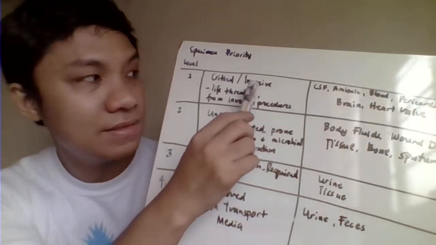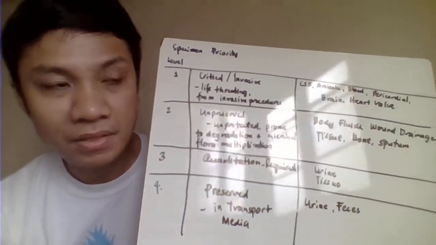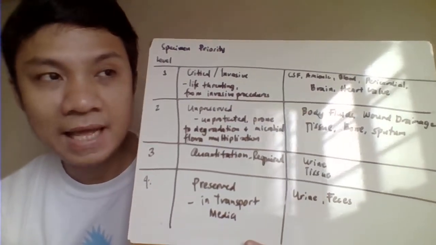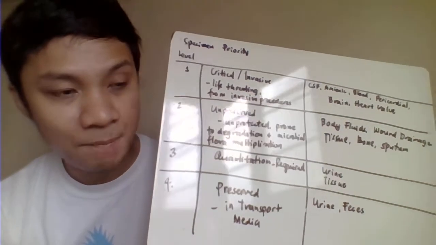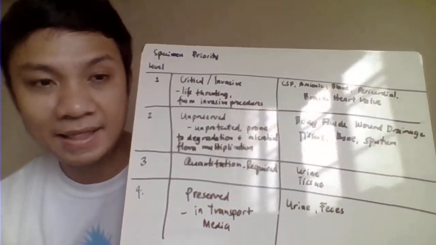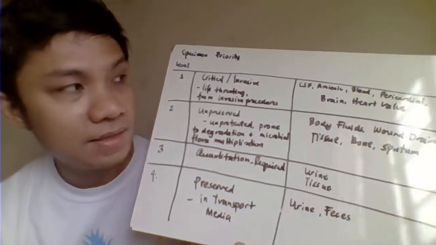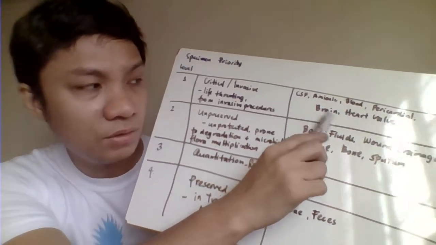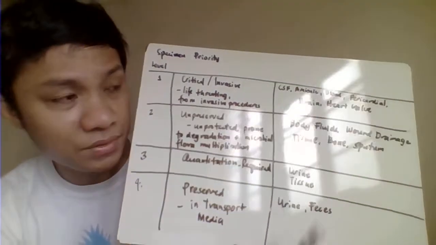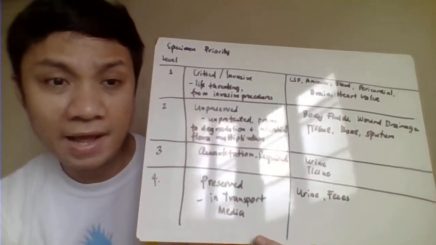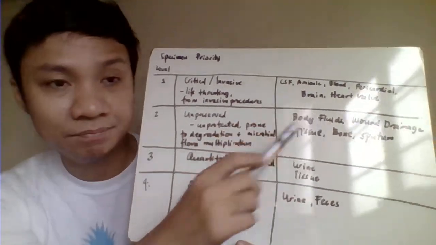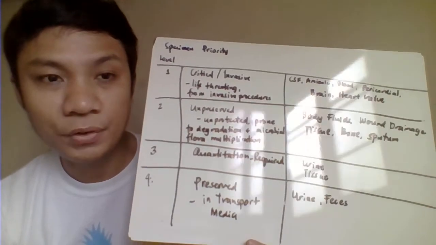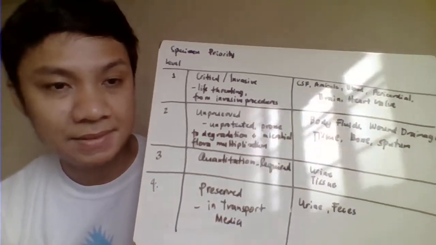Another one is invasive, because this specimen comes from an invasive procedure, so we can't afford to spoil or waste the specimen. For example, we have CSF, amniotic fluid, blood, pericardial fluid, brain, heart valve. These are invasive procedures, so we can't afford to collect the specimen again. That's why it must be processed right away in order to recover the bacteria or microorganisms.